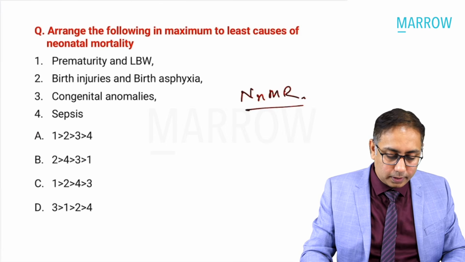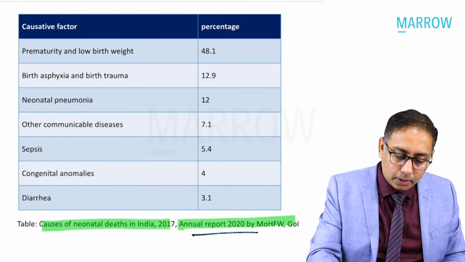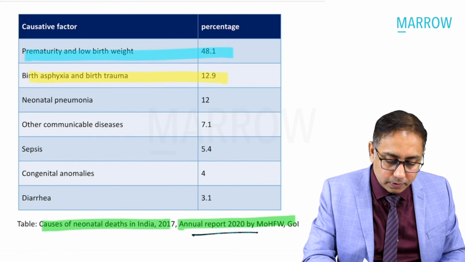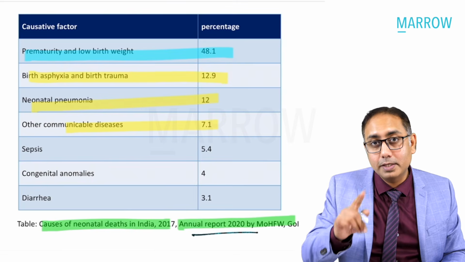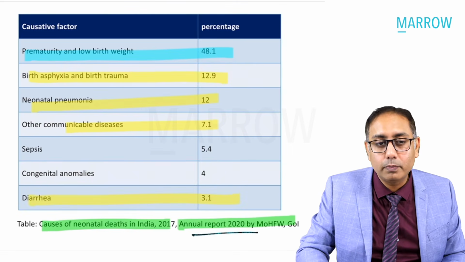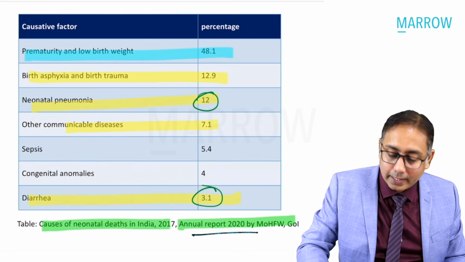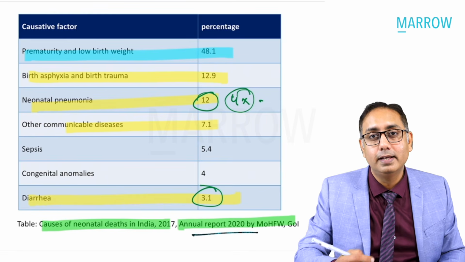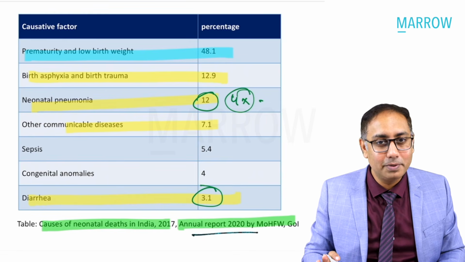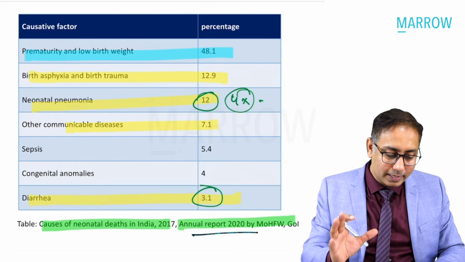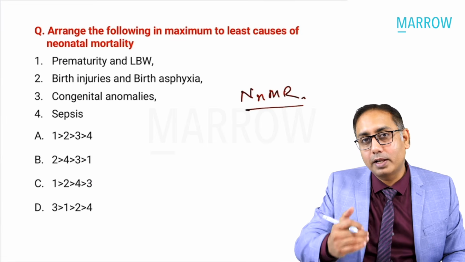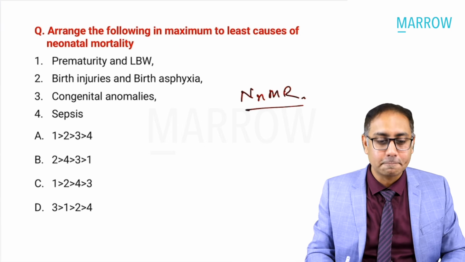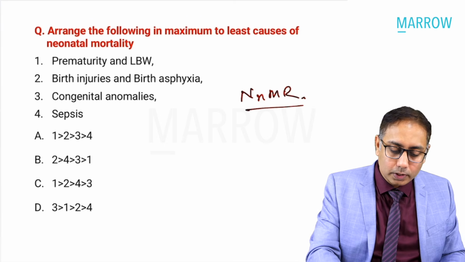So coming back to the story, if you look at this table now, the most important cause over here is prematurity and low birth weight. Then in line you have birth asphyxia, then neonatal pneumonias, and then other communicable diseases. Please note that diarrhea is 3.1, whereas neonatal pneumonia is 12. Can we say that pneumonias are 4 times more common than diarrheas, especially in the neonatal age group? Are we okay with this? So you can get a hold of it that diarrheal diseases are 4 times less common than neonatal pneumonia or respiratory illnesses in neonates.